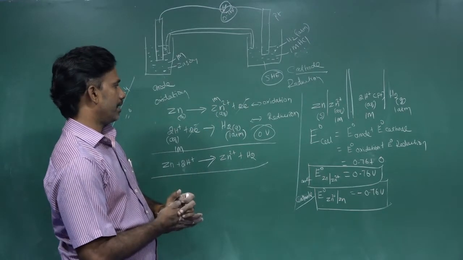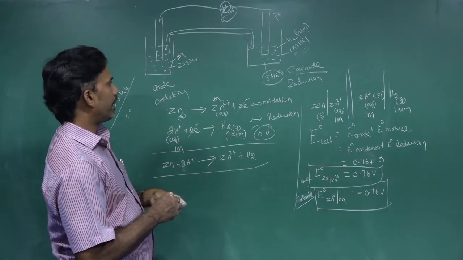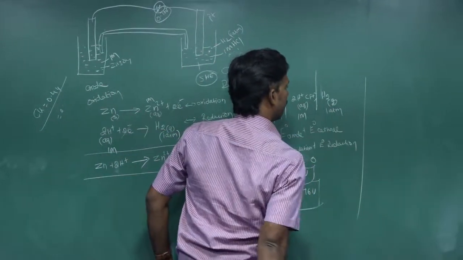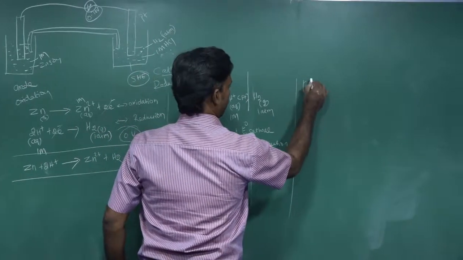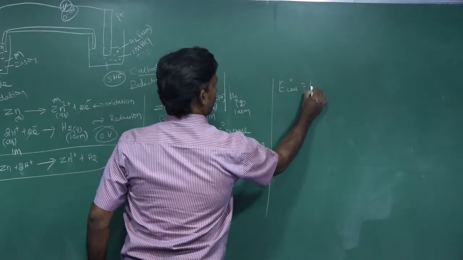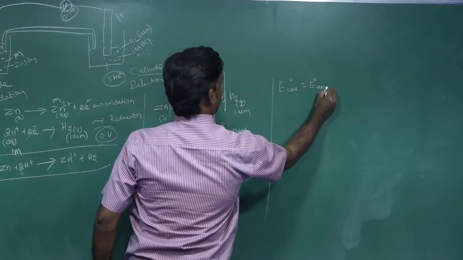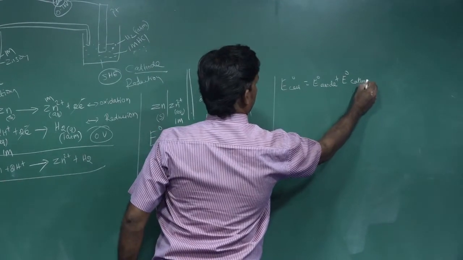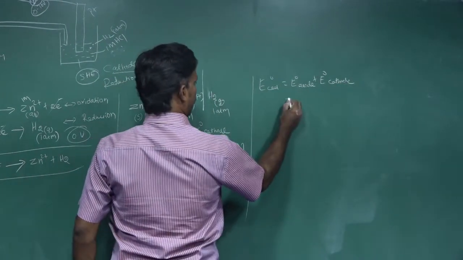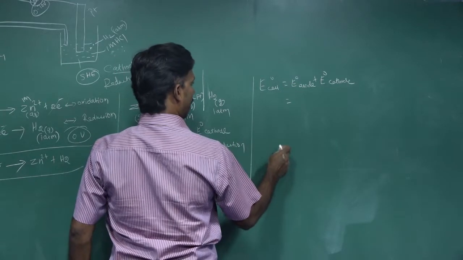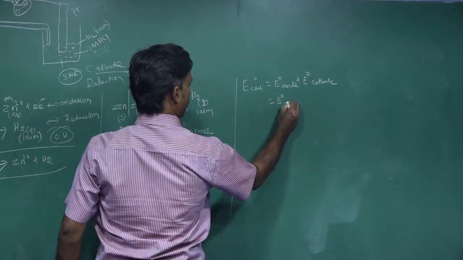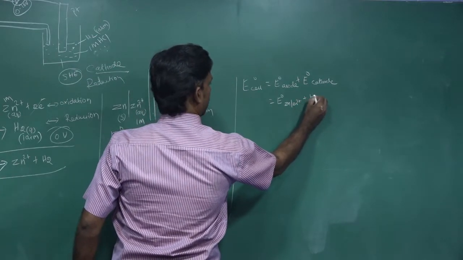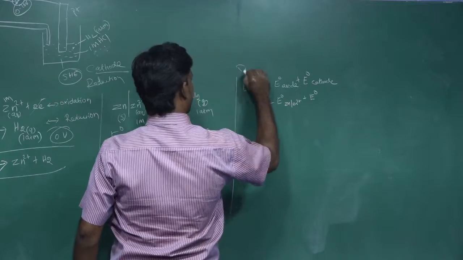And now we come to the conclusion, like in a Daniel cell, the overall Daniel cell. For the Daniel cell E naught calculation, E cell is equal to E naught of anode plus E naught of cathode. The anode is the oxidation electrode, which is the zinc electrode, giving Zn2 plus. Whereas copper will be the cathode in a Daniel cell. This is the calculation of the Daniel cell.